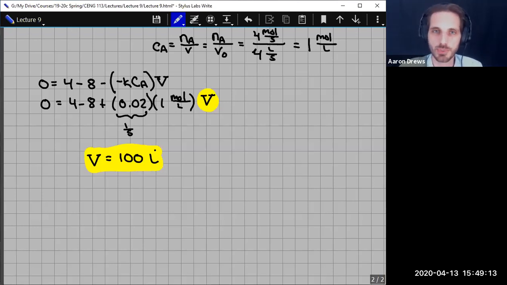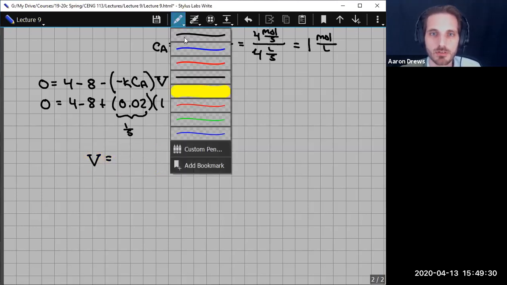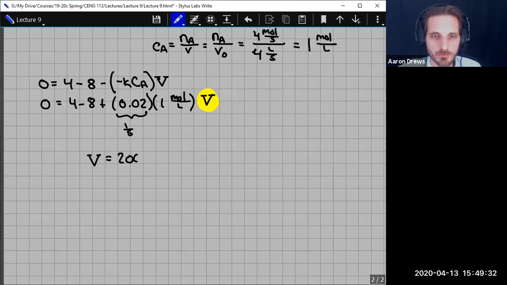The reverse can also be true. If we already have a reactor and we want to find out whether or not we can actually produce something, maybe that's good enough, maybe it's not. Oh yeah, you're right, sorry, 200 liters. See, told you I messed up. 200 liters.